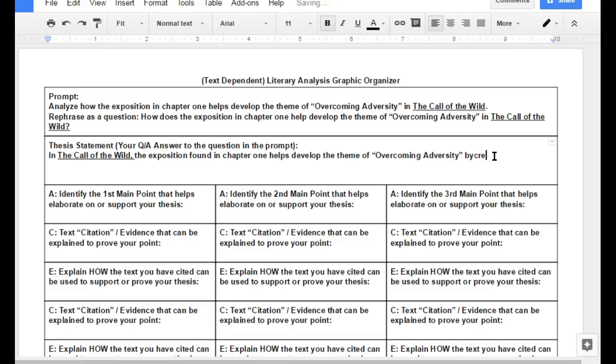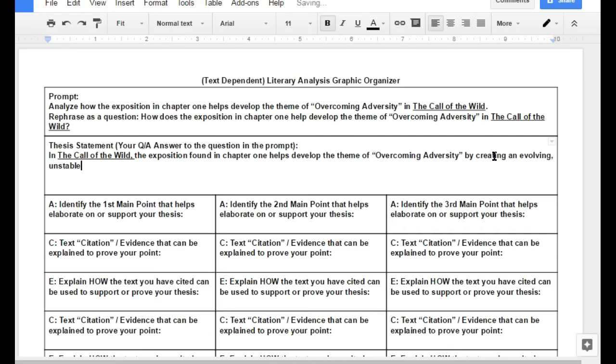creating an evolving, unstable setting for the protagonist. Actually, I'll leave that out. Unstable setting, circulating characters, and evolving conflicts for Buck, the protagonist.